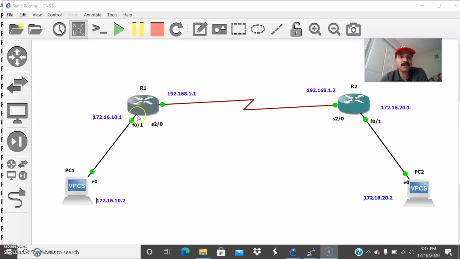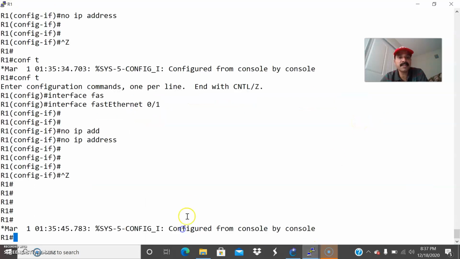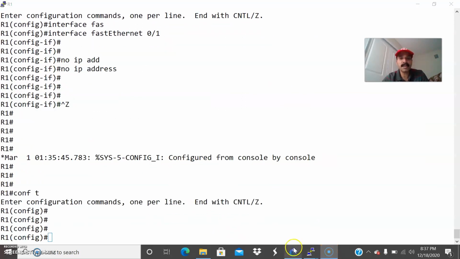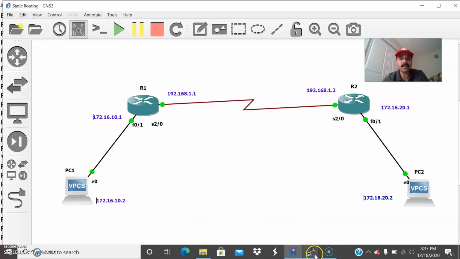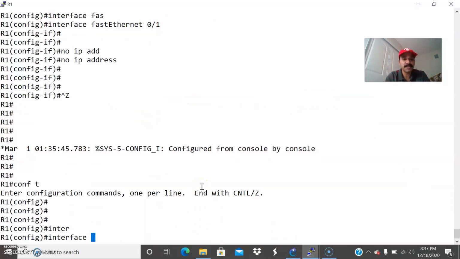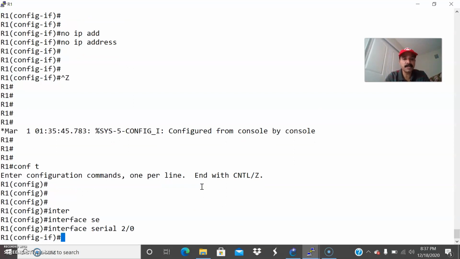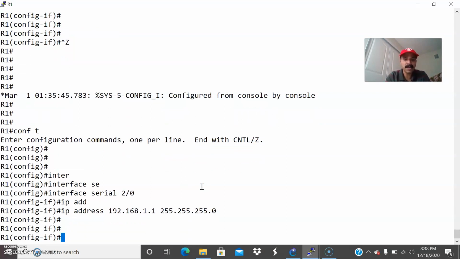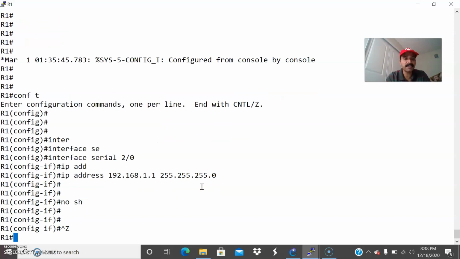So now let us go ahead and configure the directly connected interfaces. Then I will configure the static routing. So first step, let us configure the directly connected interfaces. Go to the configuration mode, and this is serial interface 2/0. Let us configure the serial and the FastEthernet interface IP. Interface serial 2/0, and the IP address is 192.168.1.1 followed by 255.255.255.0, and do a no shut to activate the interface.